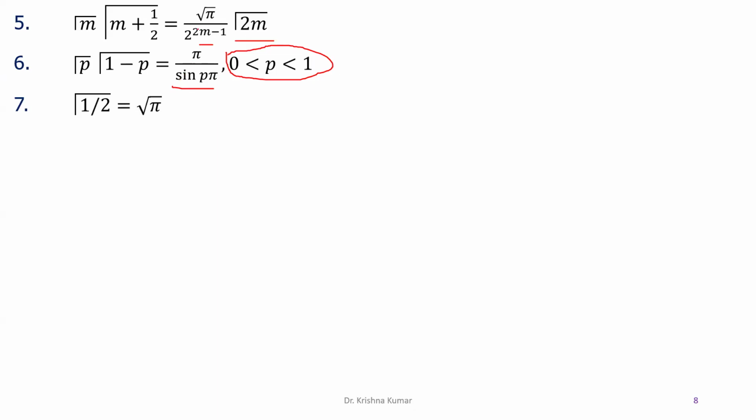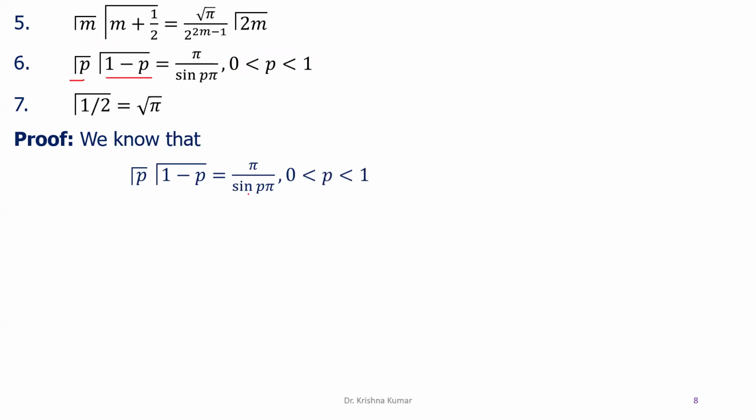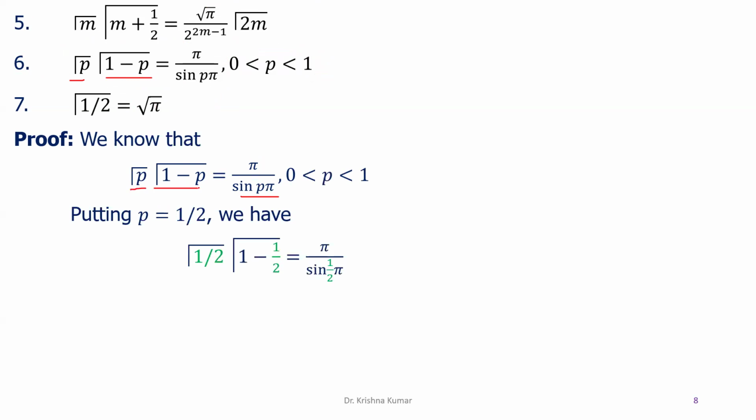So let us prove this gamma 1 by 2 as root pi using the property number 6. We know that gamma p into gamma 1 minus p is equal to pi upon sine p pi. So putting p equal to 1 upon 2, we have gamma 1 by 2 and gamma 1 minus 1 by 2, which is equal to pi upon sine of 1 by 2 pi. So sine pi by 2. But we know that sine pi by 2 is 1.